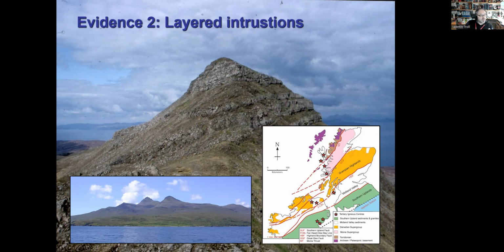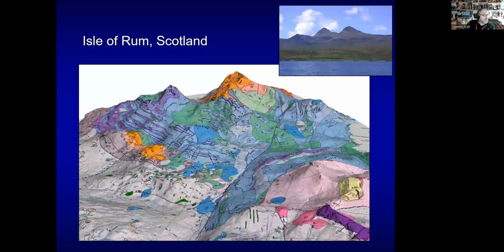So this is part of the British and Irish Tertiary igneous province. Rum is the second from the top, the red star, in the bottom right-hand image. And this is the Isle of Rum. It's a major plutonic suite, the heart of a former volcano. The volcano is largely gone. There's nothing left, but there we have this major layered suite.